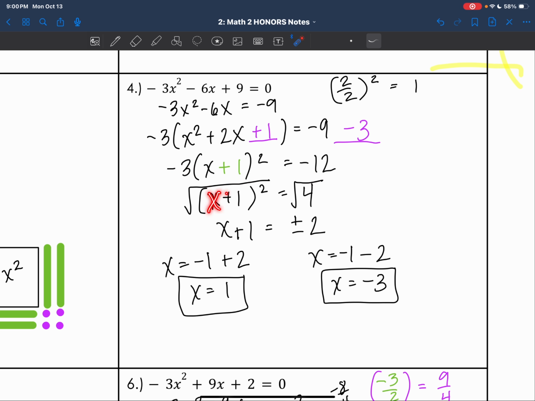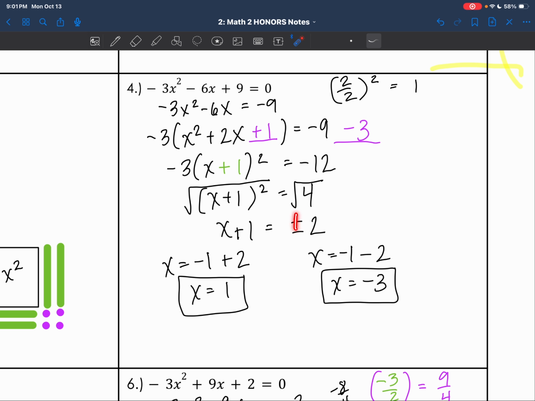And I've got x plus 1 squared equals 4. Now I can take the square root of both sides. I'm going to get x plus 1 equals plus or minus 2. And then when you get here, we're going to subtract 1. But if you notice, this is plus or minus, and we can simplify this.